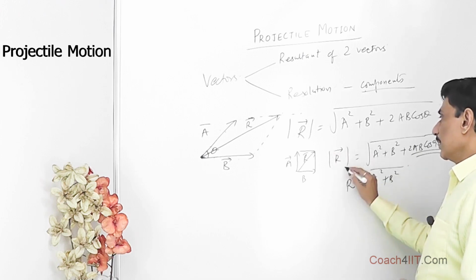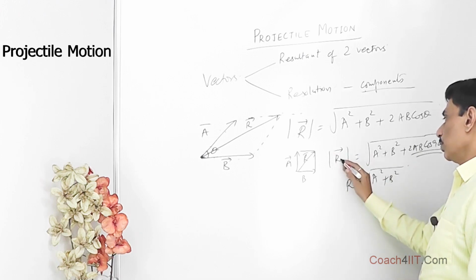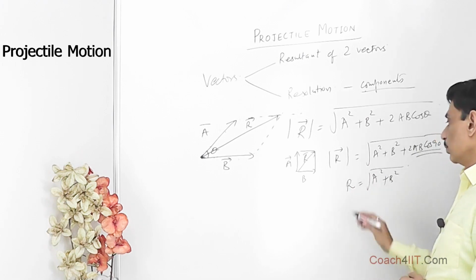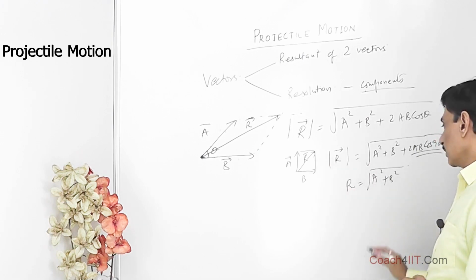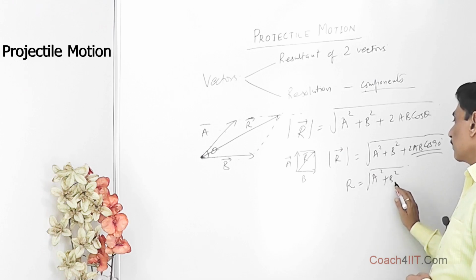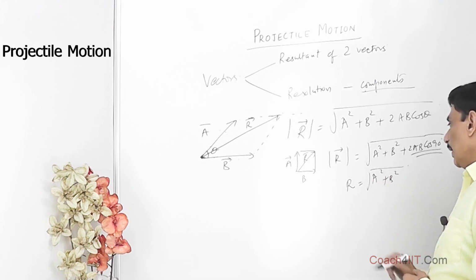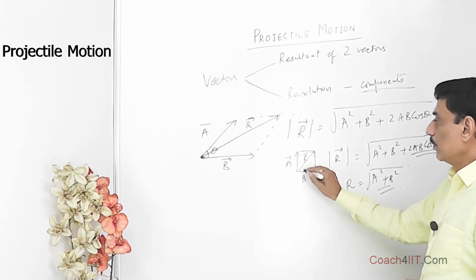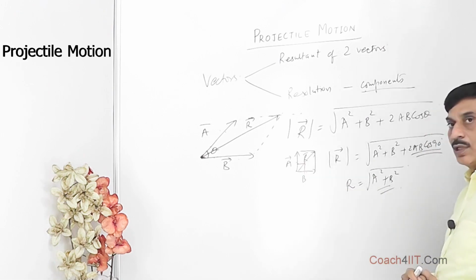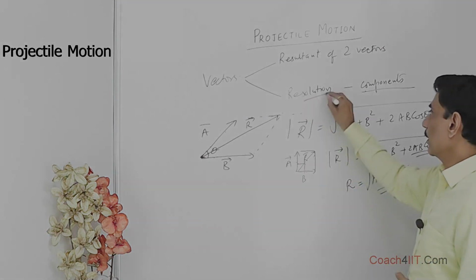When we write like this, it means the magnitude of R, or you can directly write R only. So the magnitude of this resultant vector is equal to the square root of the magnitude of A squared plus the magnitude of B squared, and this is only when the angle between the two is equal to 90 degrees. Now let's go to the resolution of vector.